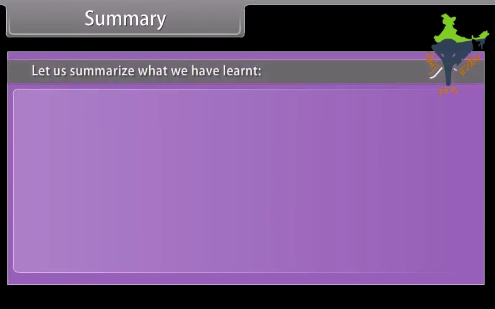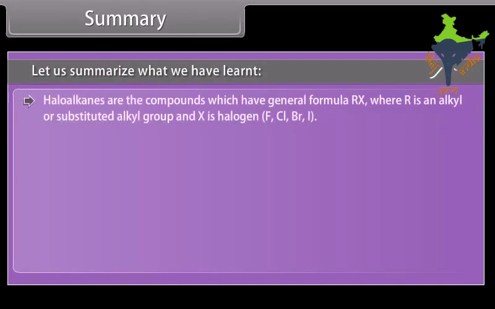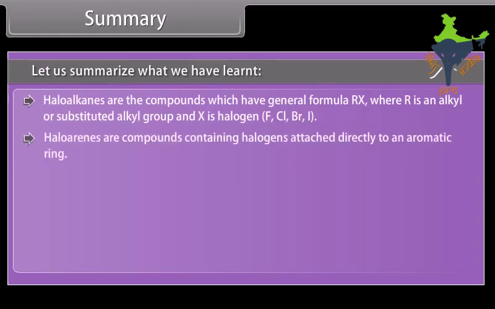Summary. Let us summarize what we have learned. Haloalkanes are the compounds which have the general formula RX, where R is an alkyl or substituted alkyl group and X is halogen: F, Cl, Br or I. Haloarenes are compounds containing halogens attached directly to an aromatic ring.